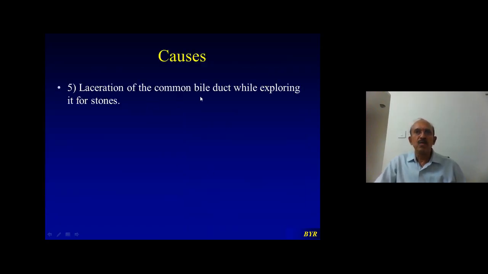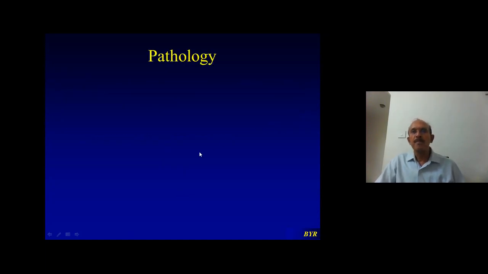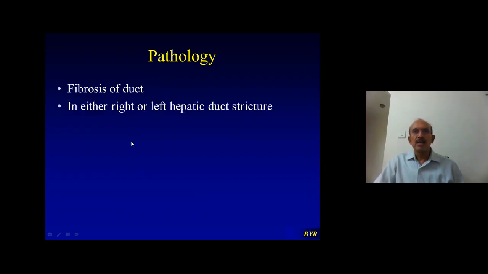Laceration of the common bile duct while exploring it for stones. Then injury to the common bile duct during unrelated surgical procedures like gastrectomy or Whipple's operation. Whenever the duct is injured, there will be fibrosis. Sometimes the injury may be only to the right or left hepatic duct, and that will produce a stricture of that particular duct.